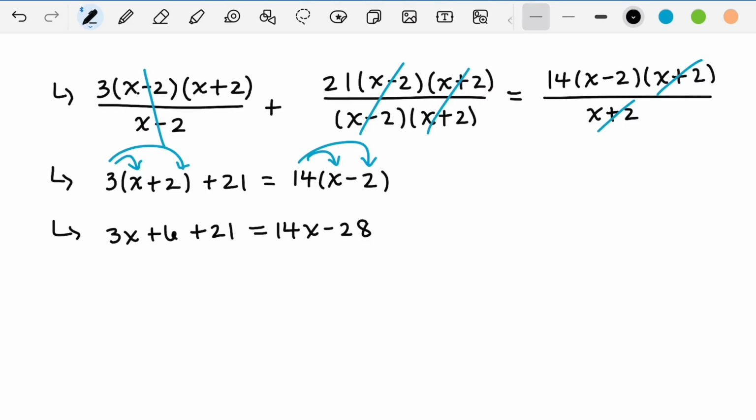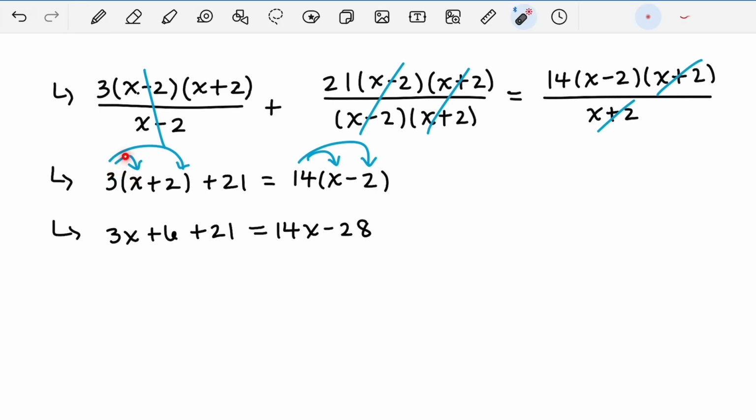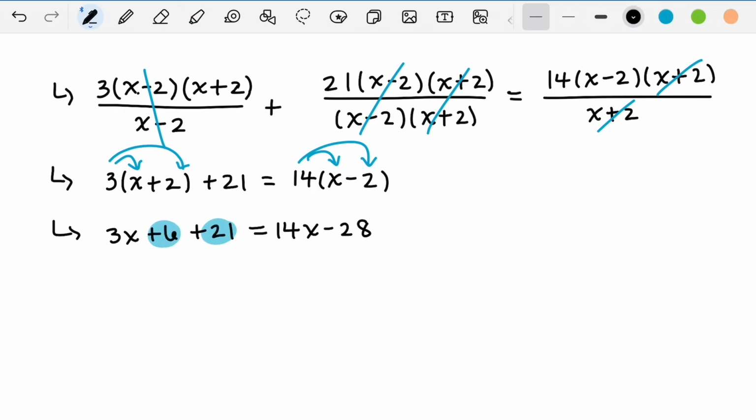So the video cut off a little bit, but what we're doing here is this 3 is being distributed to both terms in our parentheses, so we get this here, and then we're doing the same thing with this 14 here, so we end up with this on the right-hand side of our equation. Now from here, we can combine like terms and solve for our variable x.